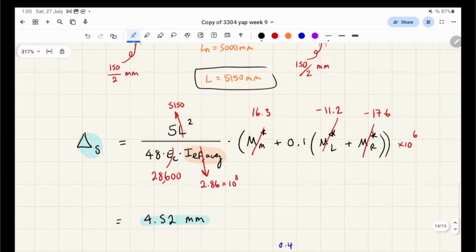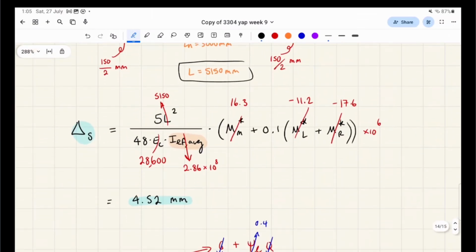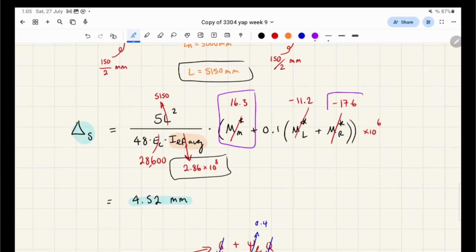Okay, so for short-term deflection, we plug in L. EC is 28,600 MPa, that's given in the question. This was the value we just took a million years calculating, right? But as I was saying before, we used MM and MR to calculate IEF.